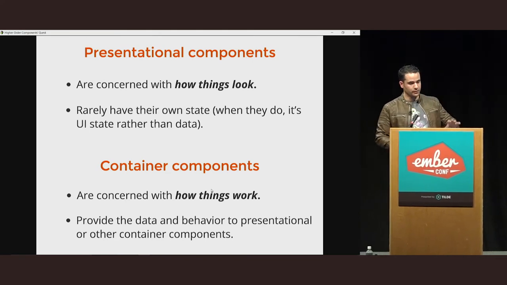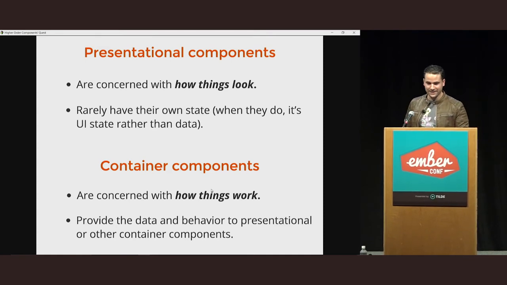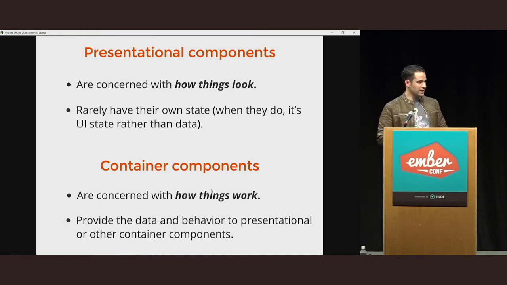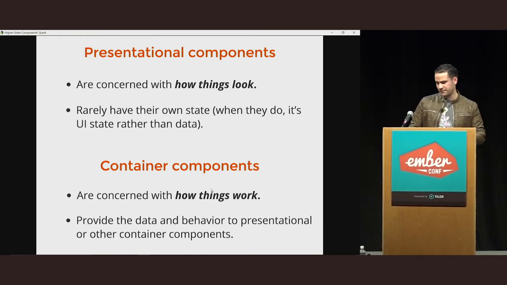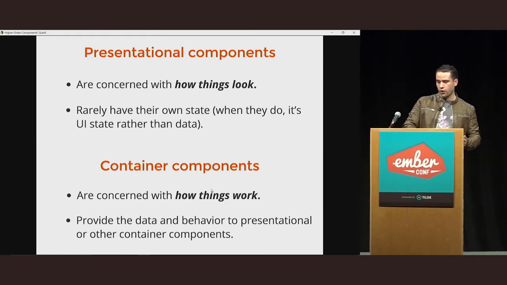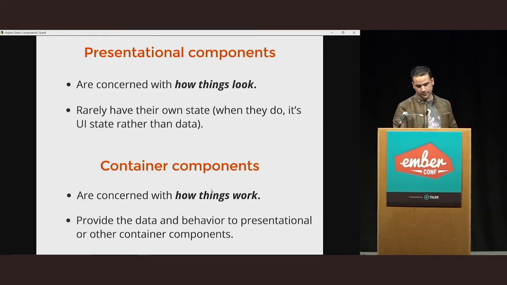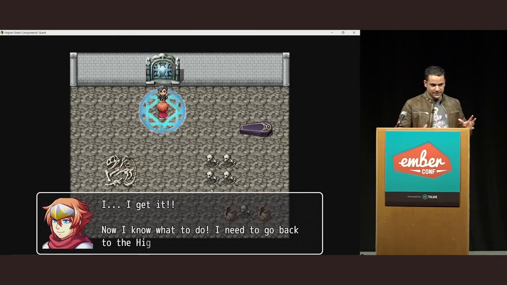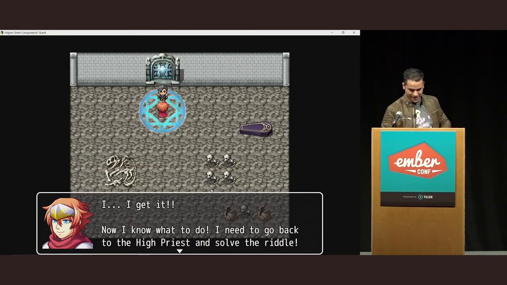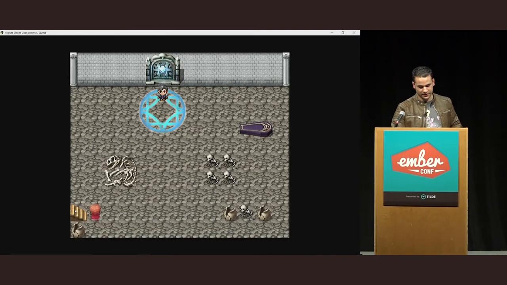The idea is extremely simple. Presentational components are components that care only about how things look, and they rarely have their own state, and if they do, it's only about things like focus or very UI related stuff. And also container components, which are the components that contain the logic, they load the data, and they usually rely on other presentational components to do the markup for them. But they don't have markup by themselves. So with this, our hero has an epiphany, and we think we know how to solve this riddle.